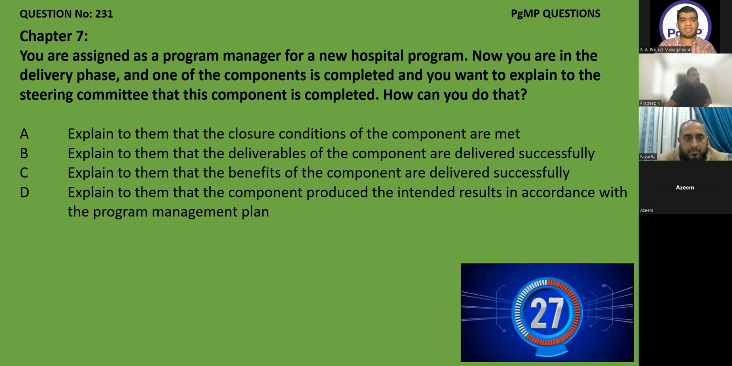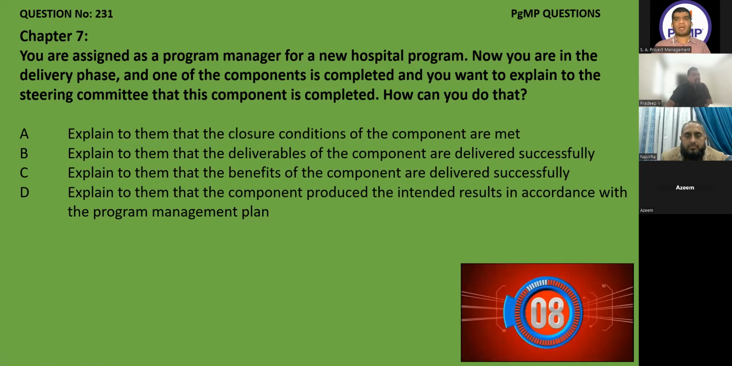In this question, principally all options are correct, but you have to get the best answer. Okay, you are assigned as a program manager for a new hospital program. Now you are in the delivery phase and one of the components is completed, and you want to explain to the steering committee that this component is completed. How can you do that? Now, explain to them that the closure conditions of the components are met.